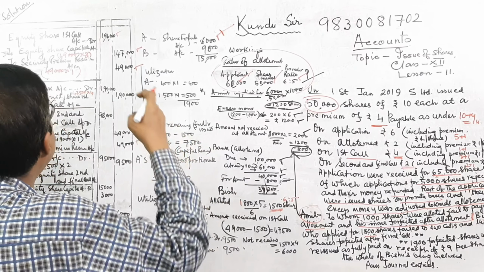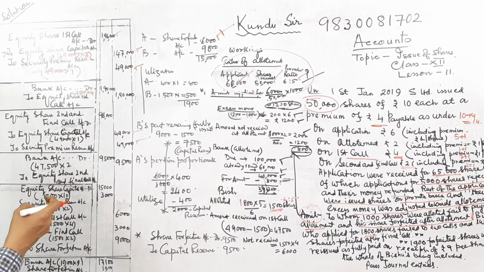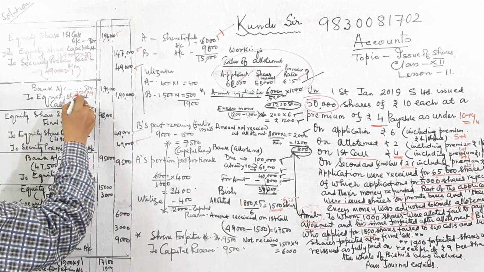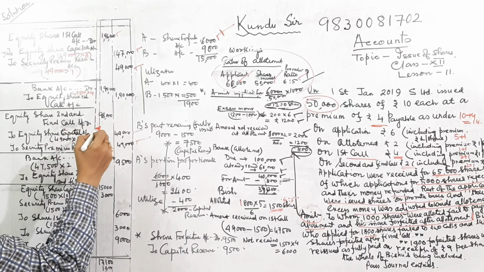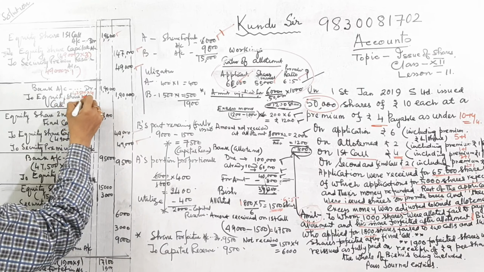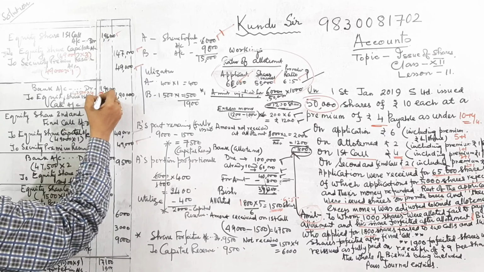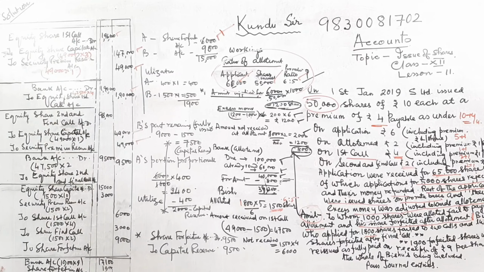Now Vishnu is the defaulter here. In the first call he is not in a position to pay, so we are getting money 49,000 minus 1,500 related to Vishnu, that is 47,500 into 4, 1,90,000 we are receiving. That means it is to be kept in our mind.